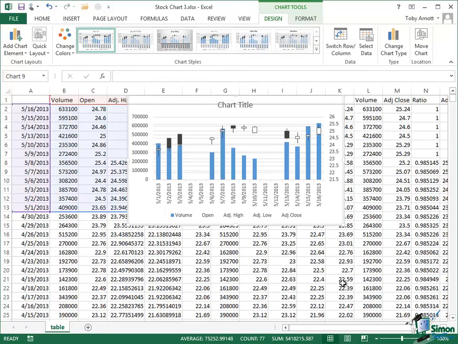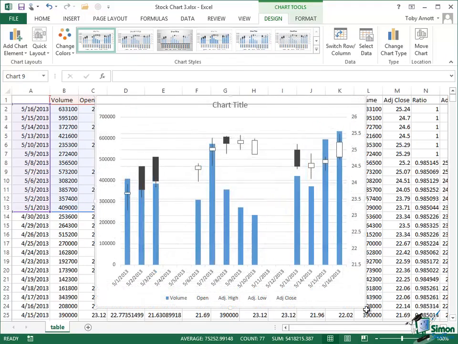Notice how with these ones the weekends are left blank. I would expect that there are some stock markets somewhere in the world that work at weekends. I don't ever refer to them, but there we are. And here you can see a number of markers: volume, that's the blue, and then markers showing opening price, adjusted high, adjusted low, adjusted close.